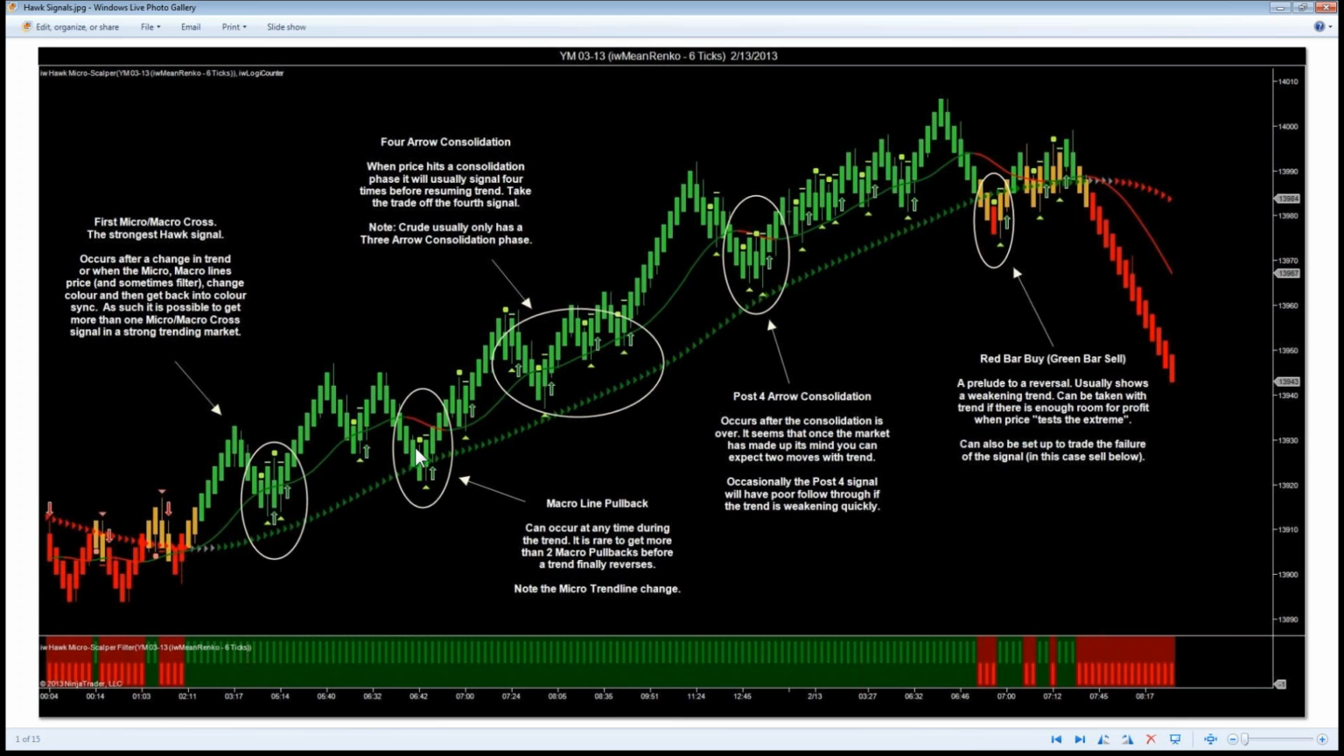Next best signal, macro pullback signal. Then we have our 4-arrow consolidation, also a very high probability signal. The only signal I will take off of the yellow bar, incidentally, is the 4-arrow consolidation. Post 4-arrow consolidation signal, and then a red bar buy or green bar sell.